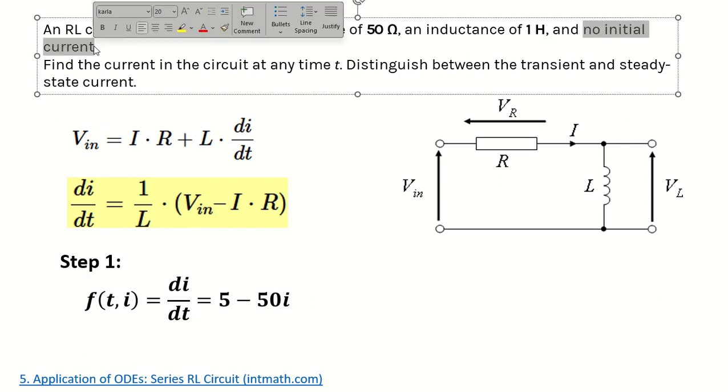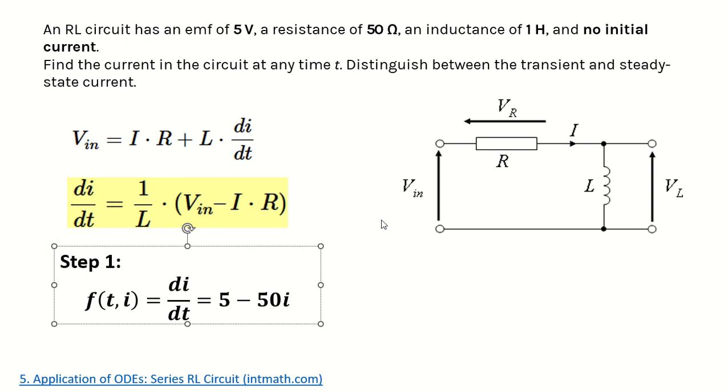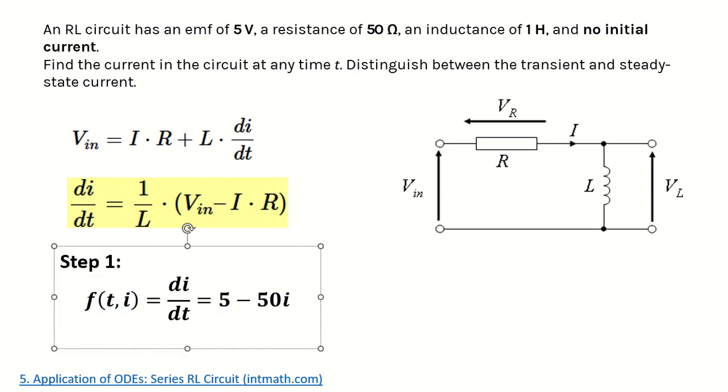And there is no initial current, so you know that when the time t equals 0, or just write 0, the current equals 0 ampere. So this is the initial information that we obtain from the equation.